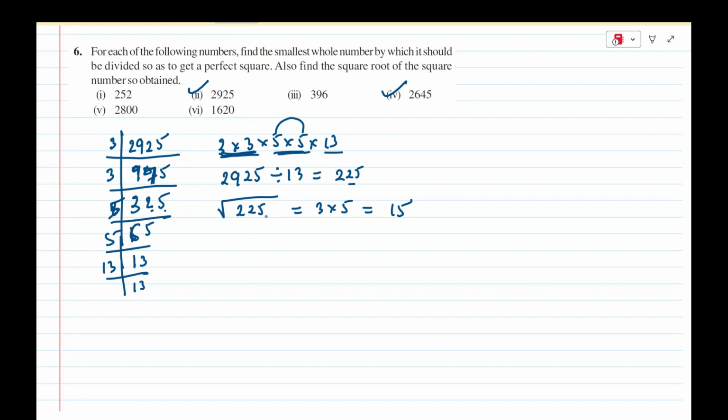So if they would have asked what number should I multiply so that it becomes a perfect square, then simply I need to find the pair for this also by multiplication. But when they are asking for division, I need to remove that number which does not have a pair. So that is why I have divided by 13.